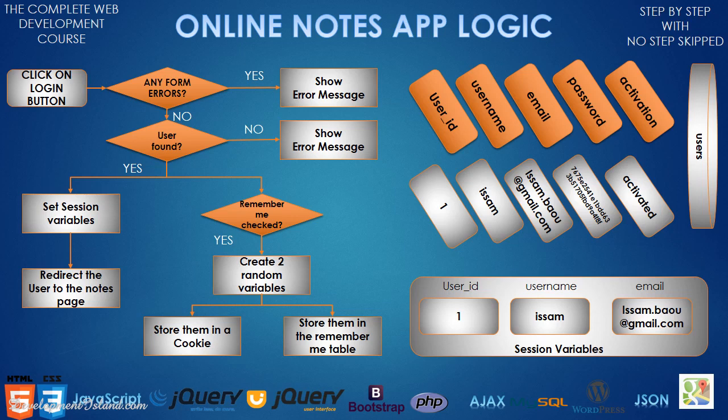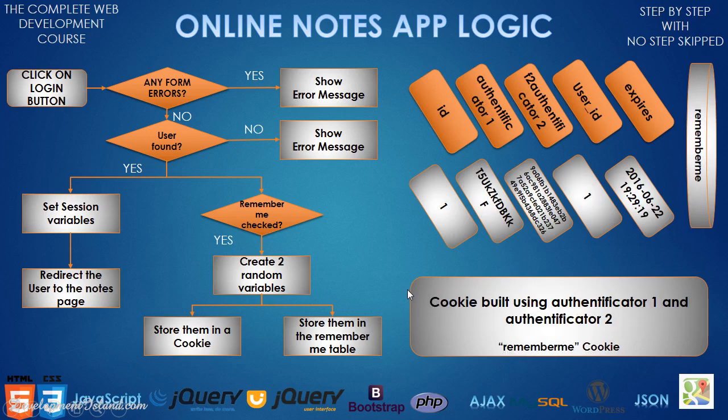So what we're going to do, we're going to create two random variables. And these two variables, we're going to store them somehow in a cookie. And also we're going to store them in a table that we will call Remember Me.